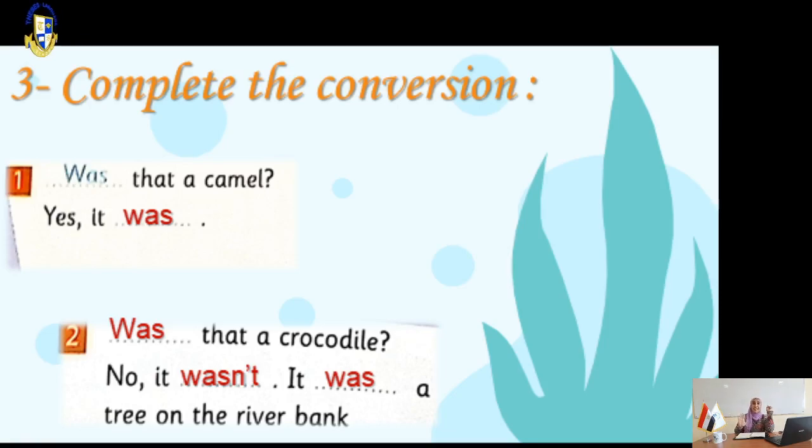Was that a crocodile? No, it wasn't. I will put it in the negative because I have no, so I'm going to add "nt" or not to was, and it will be it wasn't. It was a tree on the river bank.